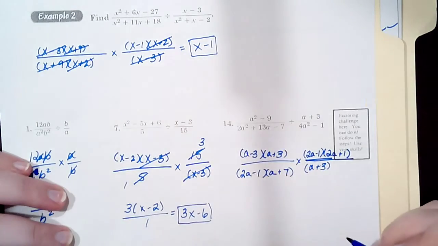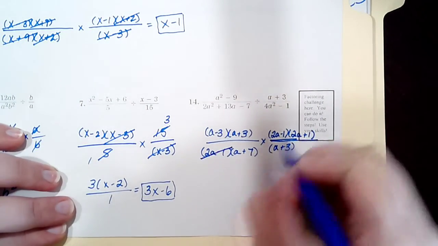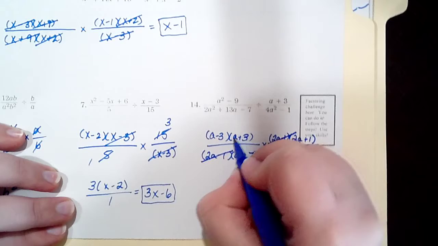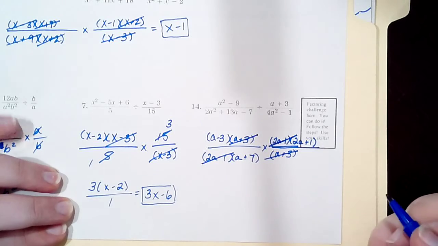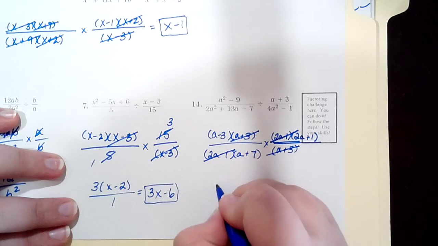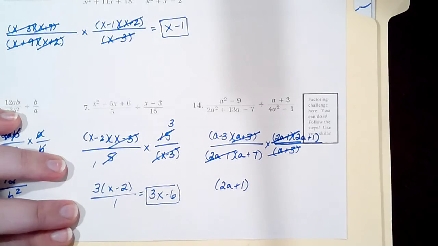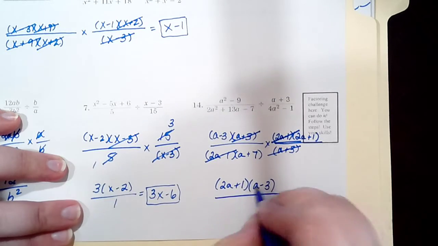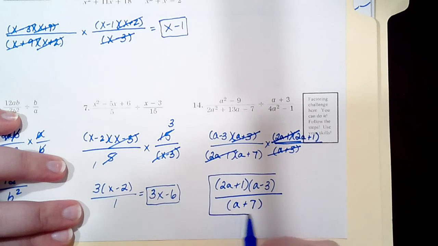All right, now that we've got everything set up, let's cross reduce. 2a minus 1 down here is the exact same as 2a minus 1. Those cross reduce. Got an a plus 3 and an a plus 3. And then everything else is a singleton. So let's move that down to the bottom. A minus 3 times 2a minus 1. I like to put the term with the biggest coefficient out in front. It doesn't really matter because it's multiplication. And then a plus 7 on the bottom. There you go.